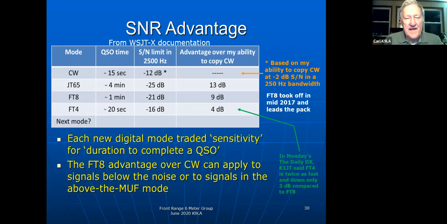I think you can see how a lot of the FT8 advantage, and even the FT4 advantage, could help with signals even lower in the noise, or signals above the MUF mode when the MUF just isn't high enough, but you can give up some extra loss to still hear the station.